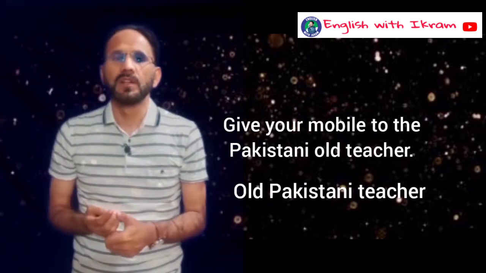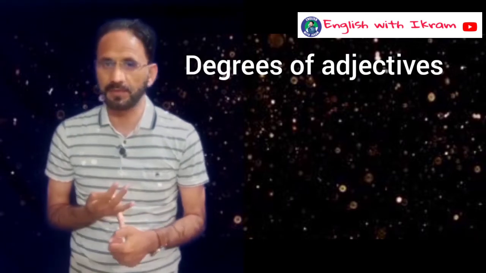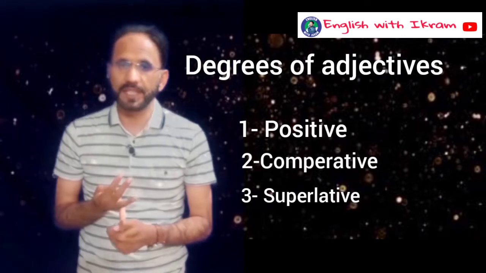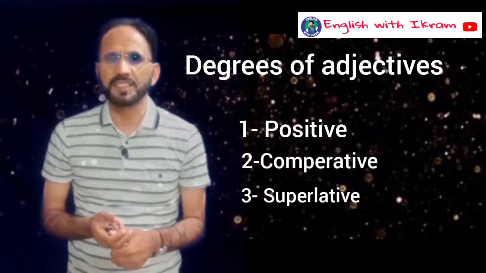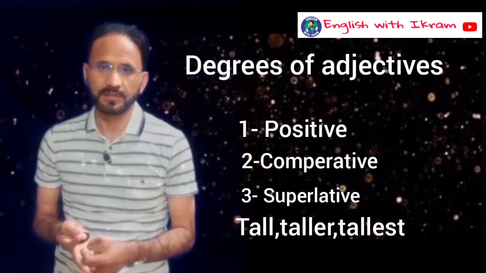So whenever you use more than one adjective, two or three, four adjectives, you have to follow this order. Which comes first? You have to follow that order, right? Then what is the degree of adjective? There are three degrees of adjective: positive, comparative and superlative. Positive adjective, when we just describe some positive quality: smart, beautiful, tall.